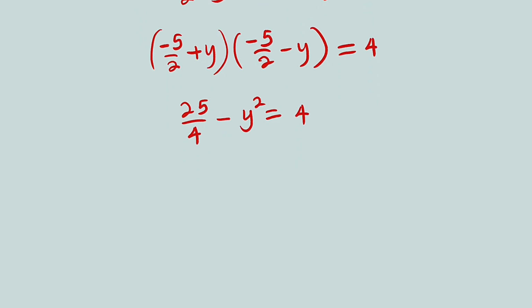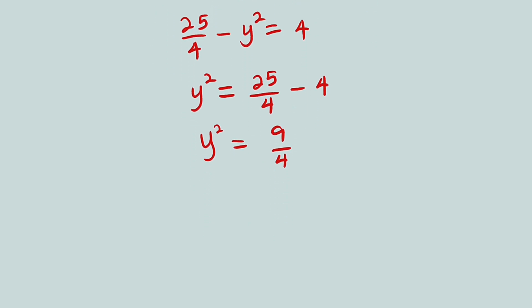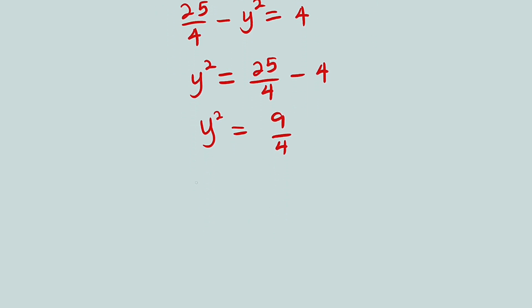4. We are looking for y, remember, therefore y squared will be equal to 25 divided by 4 minus 4, and that will be equal to 9 divided by 4. If you take away 4 from 25 divided by 4, you're going to get 9 divided by 4. We're going to take the square root of both sides. Therefore, to the left, we have only y. And to the right, we have plus or minus the square root of 9 divided by 4.